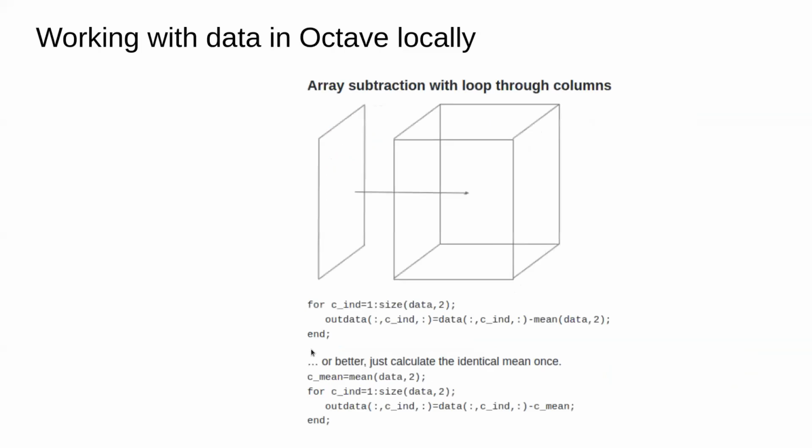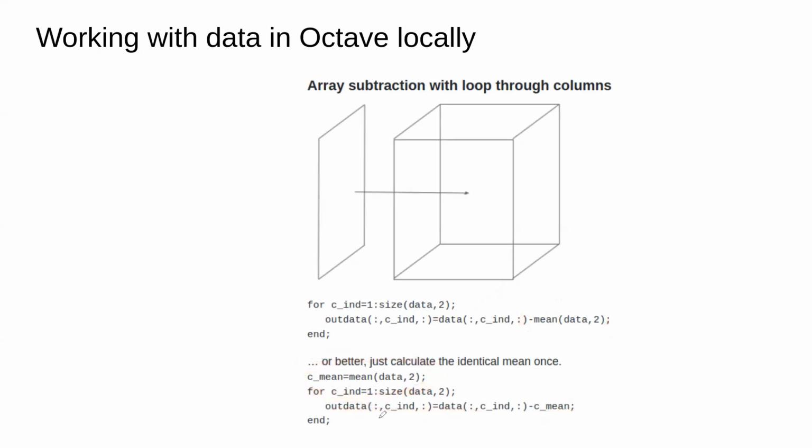Then a better way of doing it is just changing that to loop through only the rows, or sorry, loop through just the columns, and then calculate the mean, and then subtract it from the two-dimensional array. That's basically rows of pages. Or better yet, just because it's the same mean every time, calculate the mean, and then just go through all the columns and subtract that two-dimensional array from all of them.